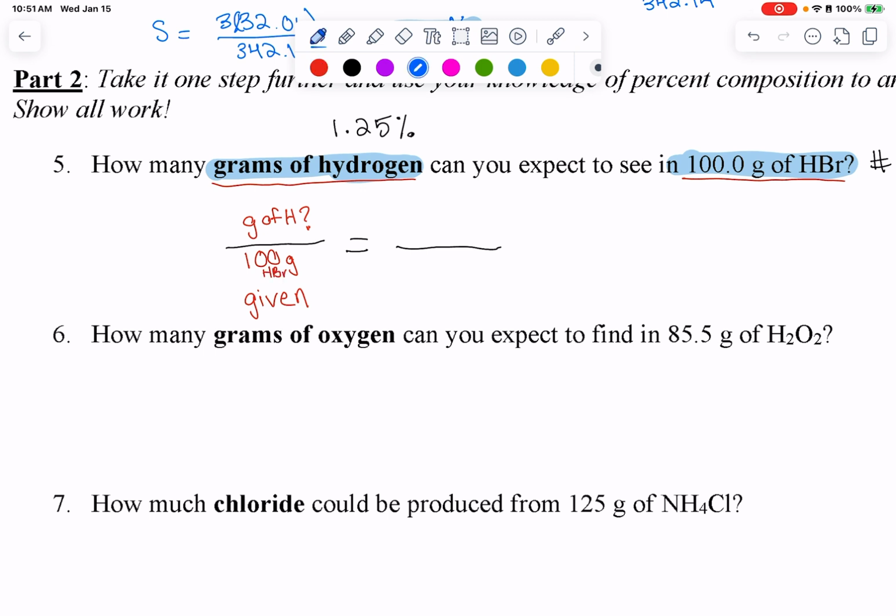On the other side of the problem, I'm going to use all of the information I can find from part 1. So in part 1, we found that hydrogen makes up 1.25%. So let's go ahead and use that number here. I need 1.25% out of 100%. Now, if I were to cross multiply, so multiply 100 times 1.25 and then divide by 100, we get a total of 1.25 grams of hydrogen. And that's your answer.